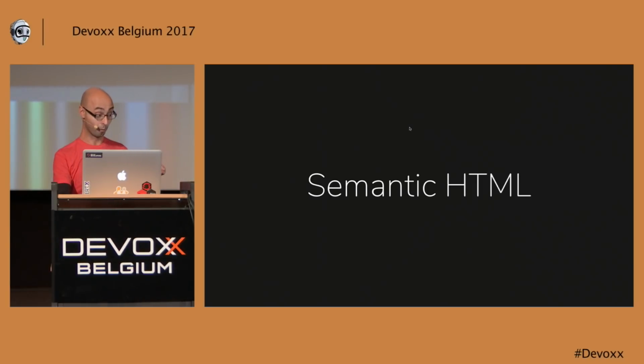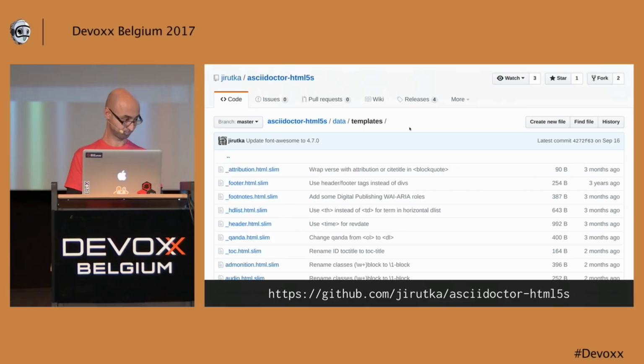Also, we're going to work hard on having semantic HTML. In the beginning, the project took the AsciiDoc Python output as a reference. So everything was or is in HTML4. So what we want to do is move the default output to HTML5 so we can use the semantic tags, and this means that you will be able to customize the output more easily. In fact, we started working on this.